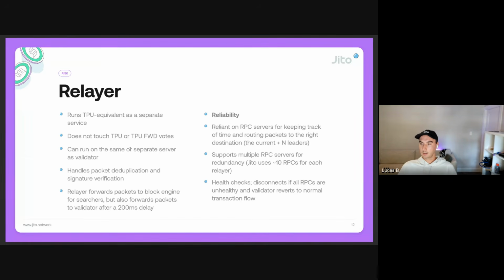Oh yeah, and there are some health checks involved too. So it's acting as a router, keeping track of time and routing packets. If it detects that all of the RPCs are unhealthy, then the relayer will go into an unhealthy state where it will disconnect every validator from it. The validator will see that it got disconnected, and tell the network to send transactions back to itself.